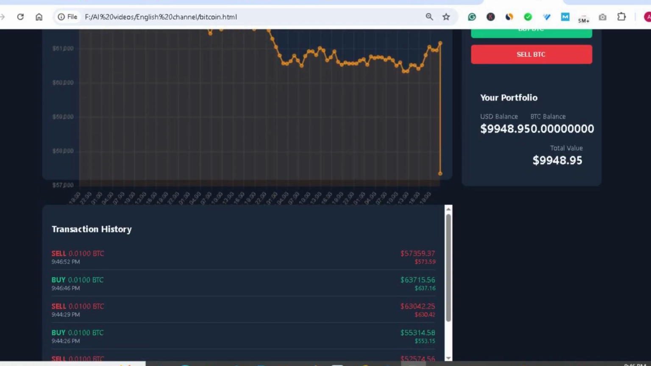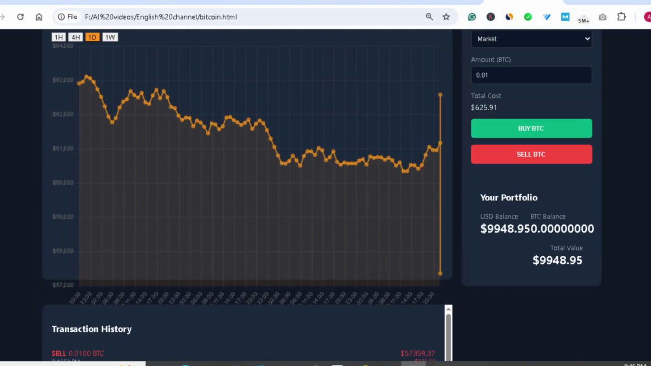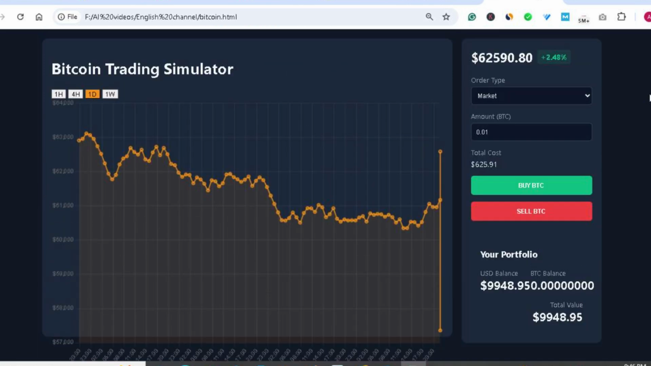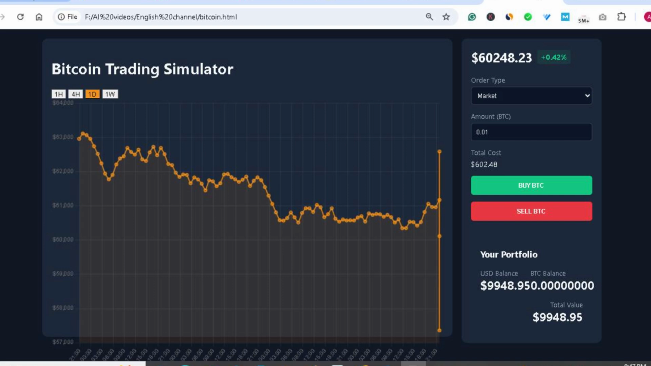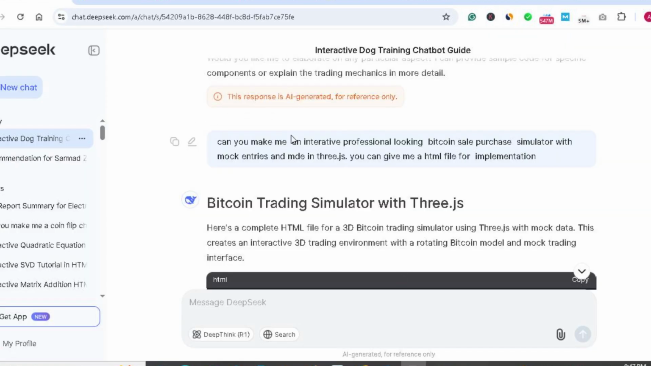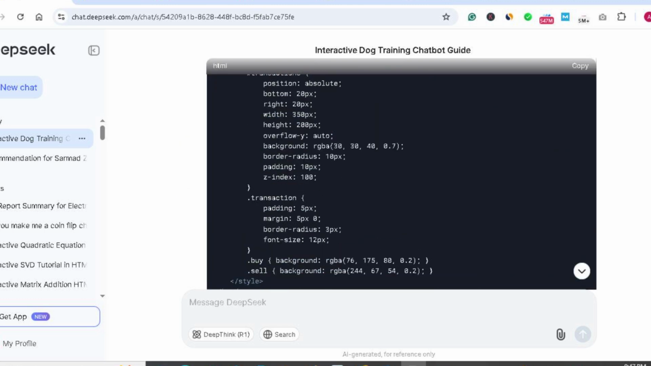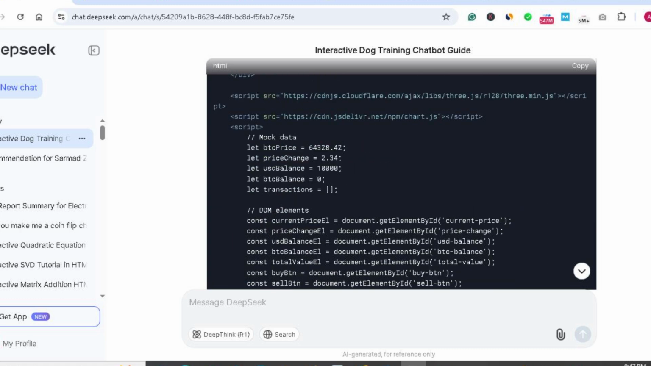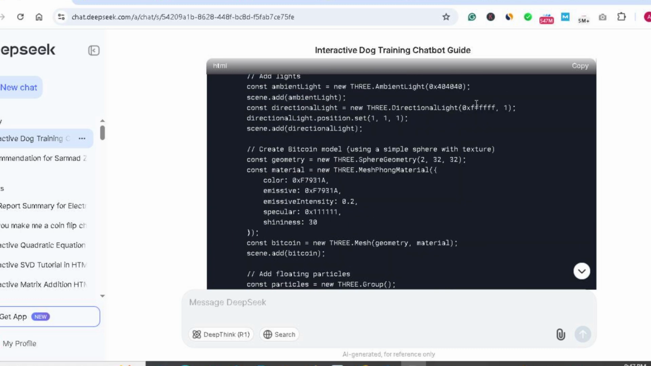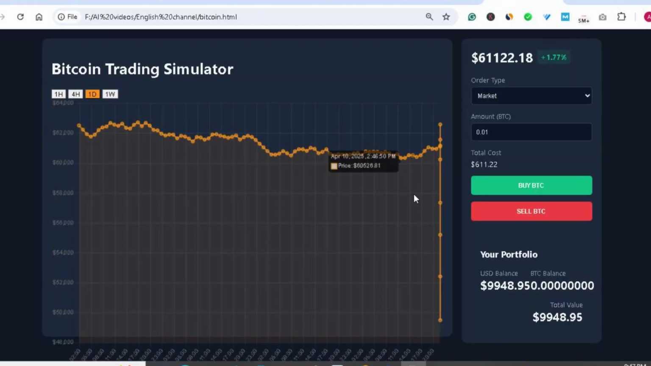How to create this? This is very easy. Just go to DeepSeek. Here you paste the command: can you make me an interactive professional looking Bitcoin sale purchase simulator? And it will create this interactive HTML file. Copy this file, save it, and then you will be able to generate and run this HTML file.